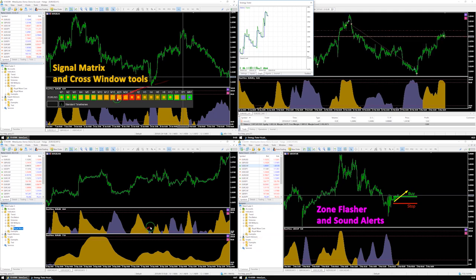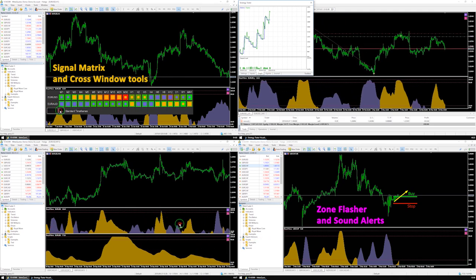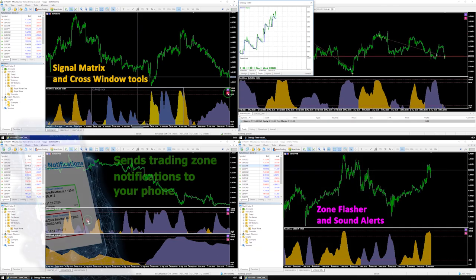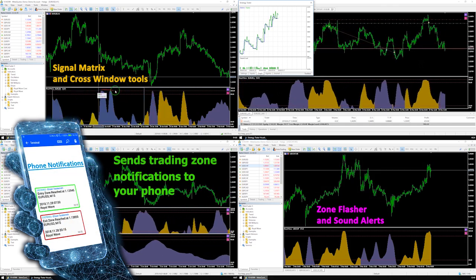Royal Wave is a multi-timeframe, multi-currency trend power oscillator, programmed to find both low-risk entry zones and exit zones. It watches the market and reports events to the trader using different methods.